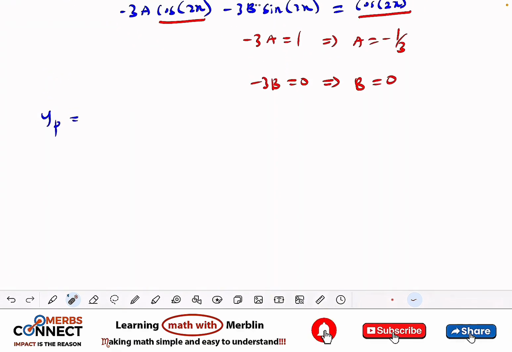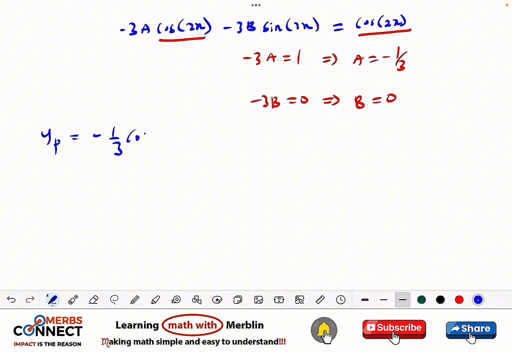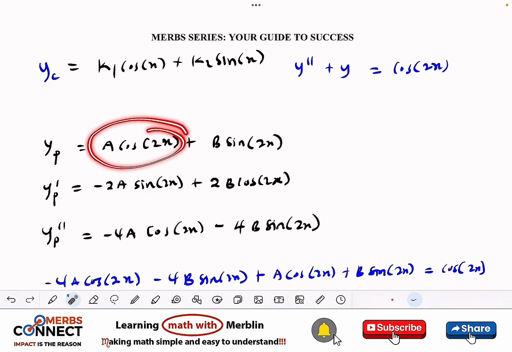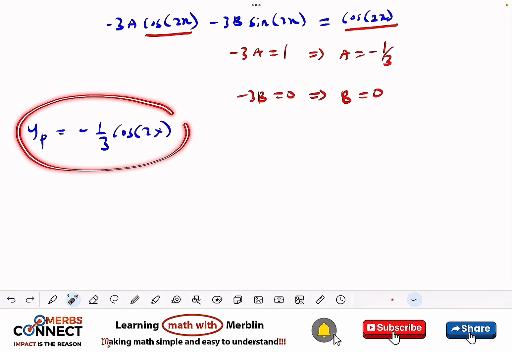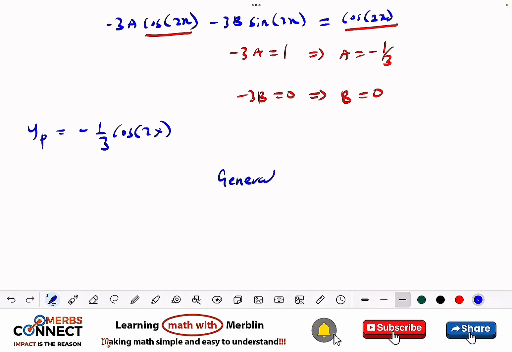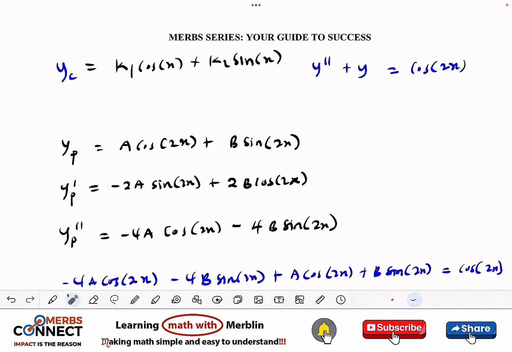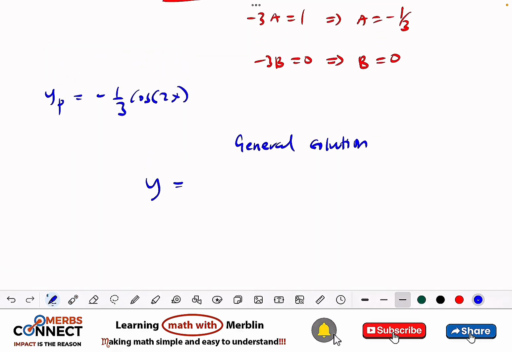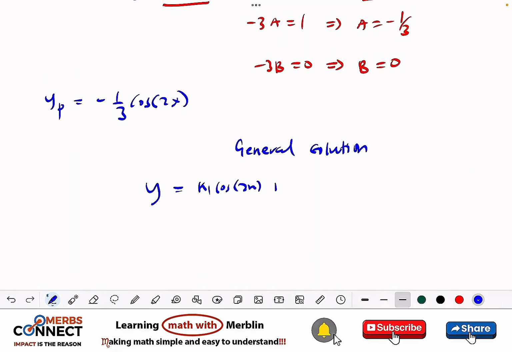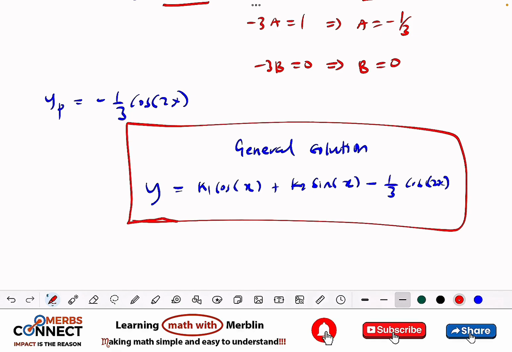So a is minus 1 over 3 cos 2x, but b is 0, so this one will go to 0. So this will be the particular solution. So our general solution is going to be the complementary solution, which is this, plus the particular solution. So we are going to have k1 cos 2x plus k2 sine 2x minus 1/3 cos 2x, which is the same as the... oh, this one's supposed to be just x, not 2x. Good. So this is the general solution for the function.